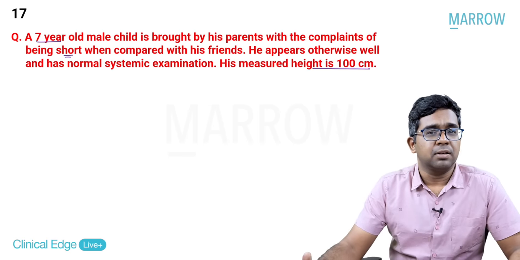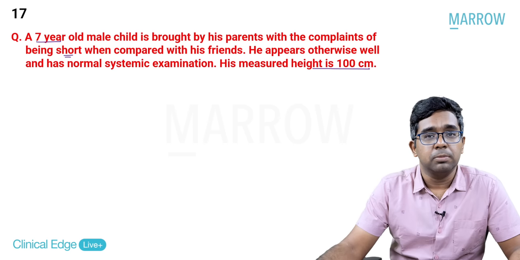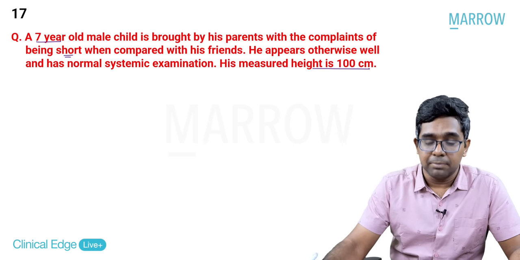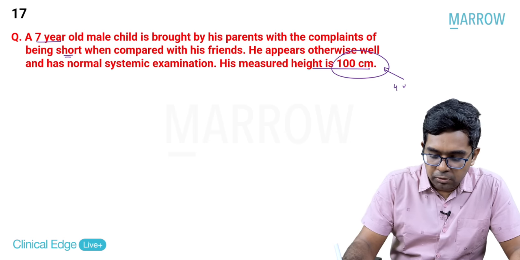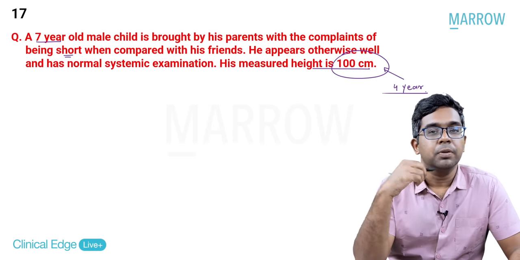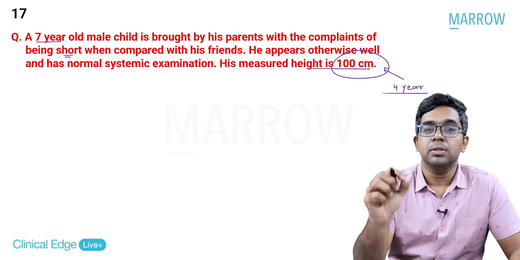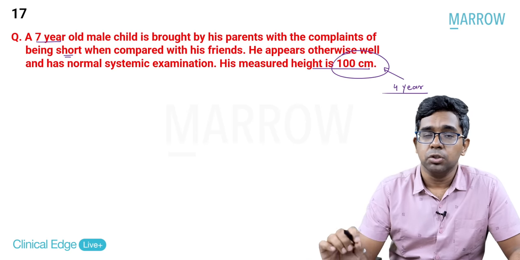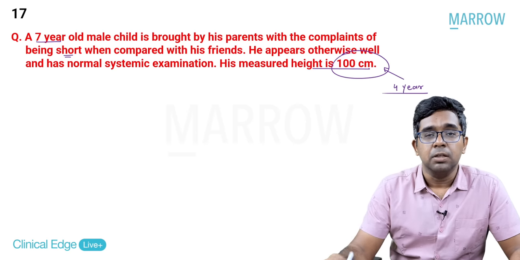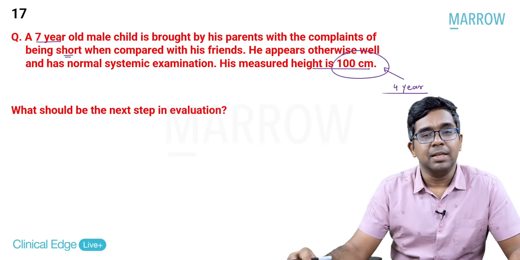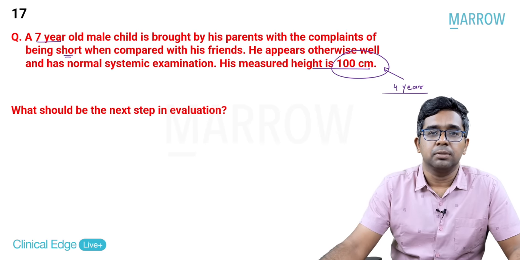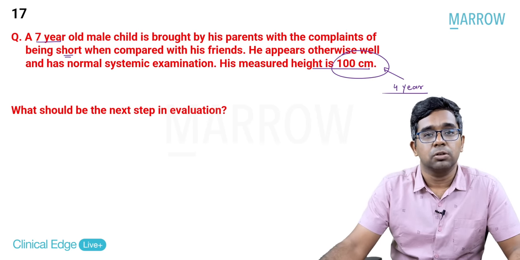Now, just a rough question. Does this child actually appear to be short? In fact, yes, because you all know that roughly 100 centimeter would be the height attained by a 4-year-old child. This child is already 7 years, but the height is 100 centimeter. So my clinical possibility also is that this child is definitely having a short stature. But still, just to make my diagnosis very clear, what should be the next step in the evaluation of this particular child? I have to prove that it is short stature.